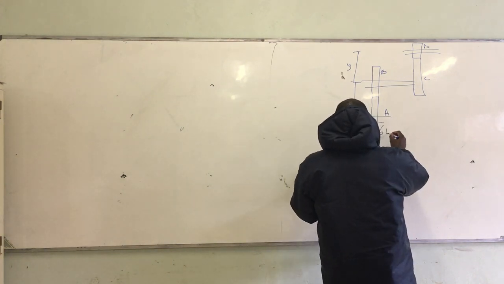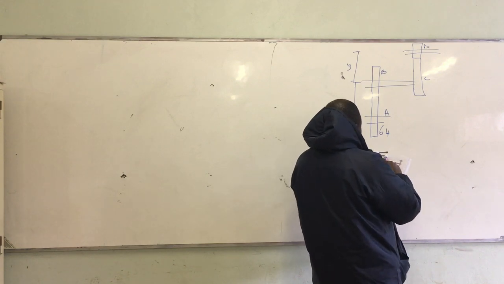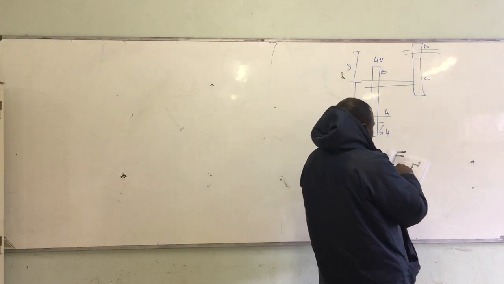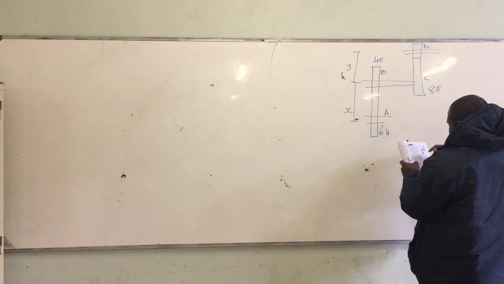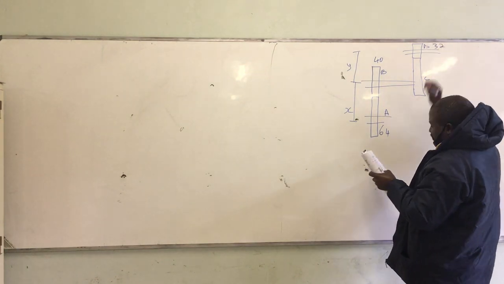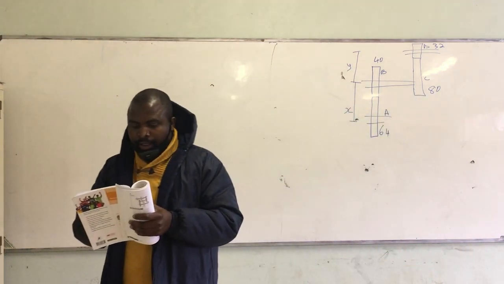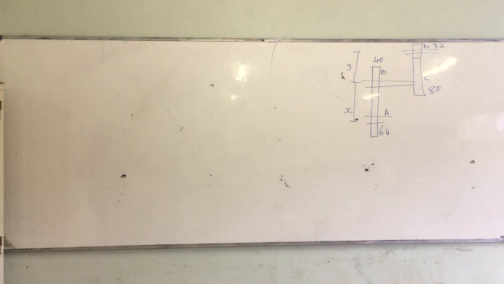Gear wheel A has 64 teeth, gear wheel B 40, gear wheel C 80, gear wheel D 32 teeth. Calculate the following: the center distance X and Y. They want us to find center distance X and Y.